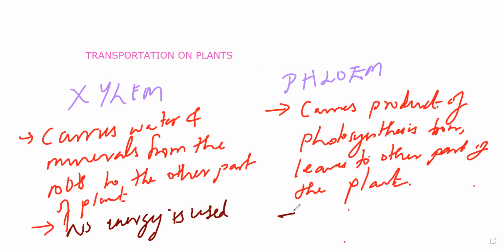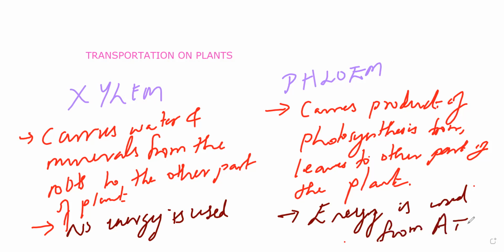Whereas in phloem, obviously, energy is used from adenosine triphosphate, ATP. Energy is used from ATP. Not B, it is P. ATP, adenosine triphosphate.